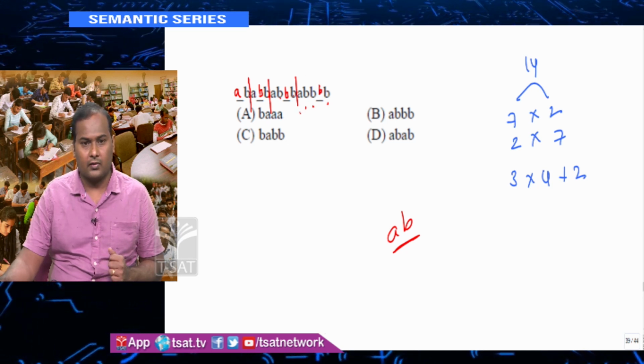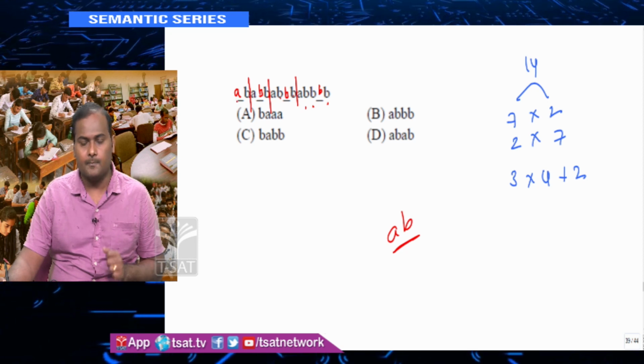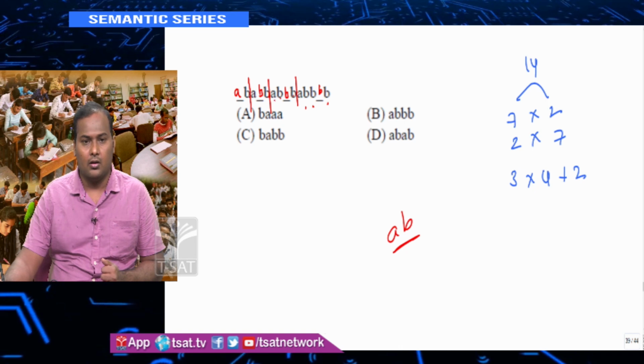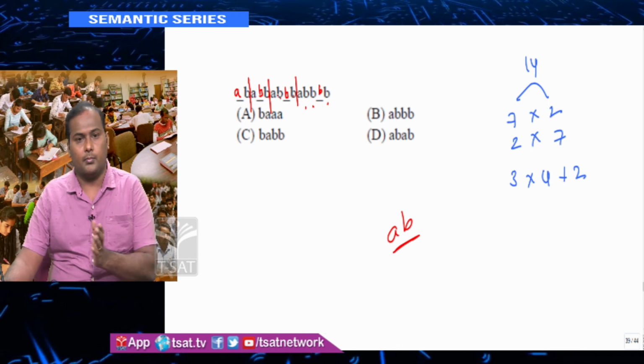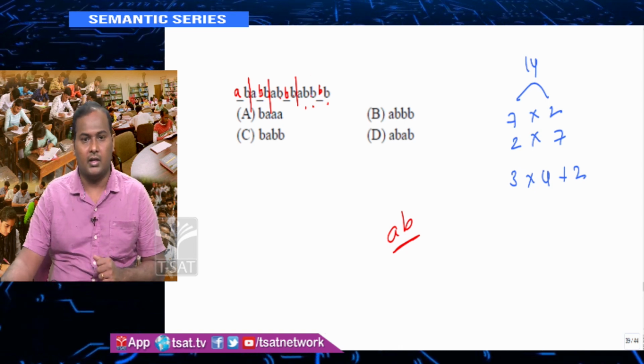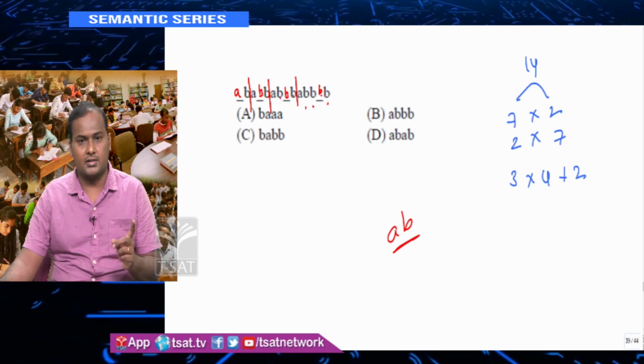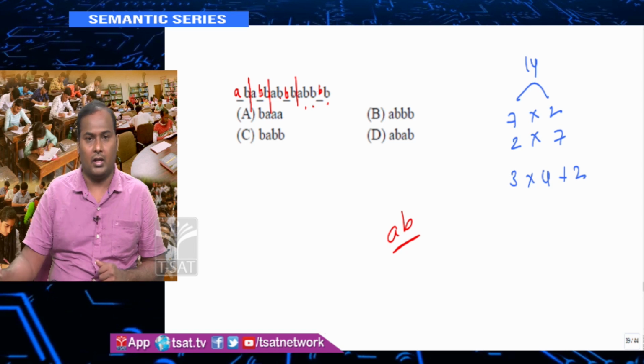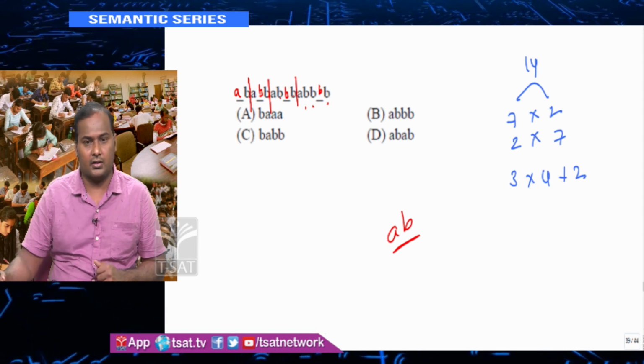So what is the pattern that is being followed? The first block is A, B. The second block is A, B, B, 1 B extra added. What about the third block? A, B, B, B. So 3 B's added. Next one, 4 B's added. So A is single, and B keeps on increasing from one block to the next block. So this is the kind of pattern it follows.